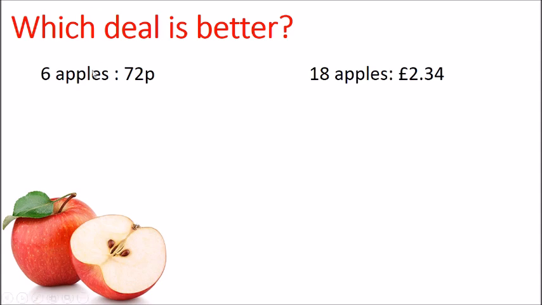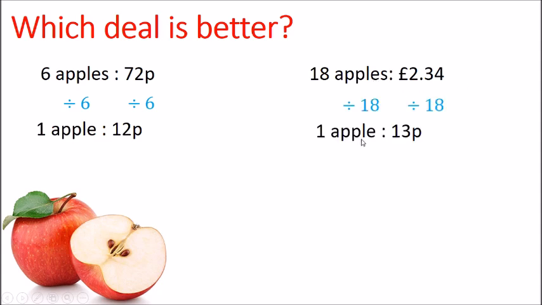Okay, so the way I'm going to do this first, well, if 6 apples cost me 72p, how much would 1 apple cost me? How do I get from 6 apples to 1 apple? Well, if I divide by 6, dividing both quantities by 6, that tells me that 1 apple costs me 12p. Okay, well, how much would 1 apple cost in this second deal? Well, to get from 18 apples to 1 apple, I must divide by 18.